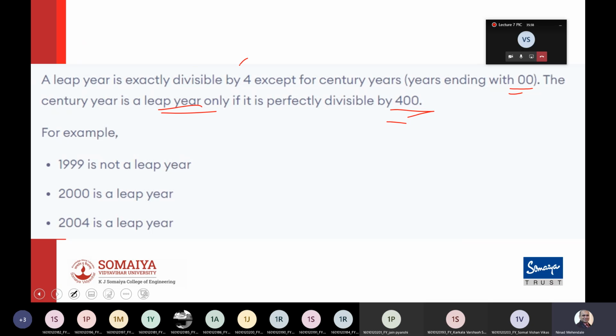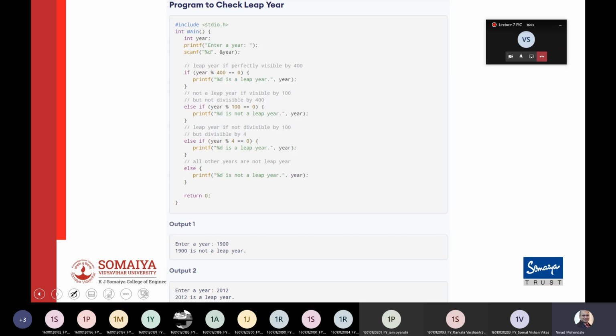So all the numbers which are divisible by 4 are straightforward leap years. The only special case is if the year is ending with 00, the century year, it is a leap year only if it is perfectly divisible by 400. For example, 1999 is not divisible by 4, so it's not a leap year. 2000 is a leap year, 2004 is a leap year. So let's try and understand how to write this particular leap year program. Again, the user will enter a year like 1953, and you will display whether it's a leap year or not. First thing is we will check whether it's perfectly divisible by 400.